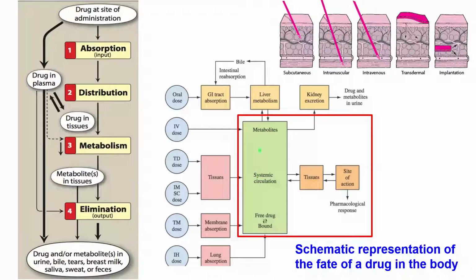Inside the bloodstream you have systemic circulation of blood. Free drug can be bound to molecules in plasma. It can metabolize in plasma. It can distribute into tissues, and finally it can reach the site of action, giving a pharmacological response. Again, when we say pharmacological response, it can be positive or negative or simply poisoning of a human or, well, of an animal.